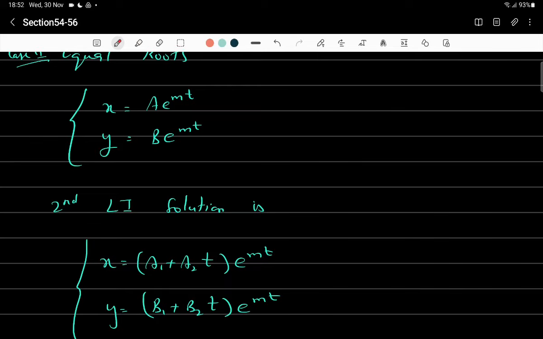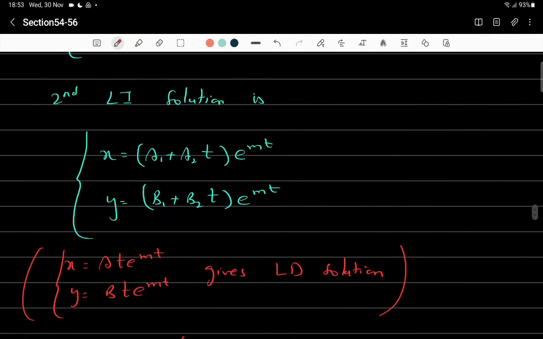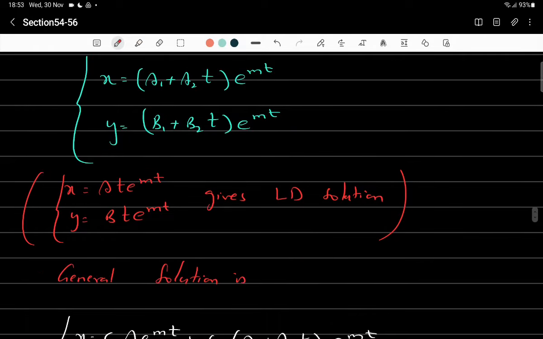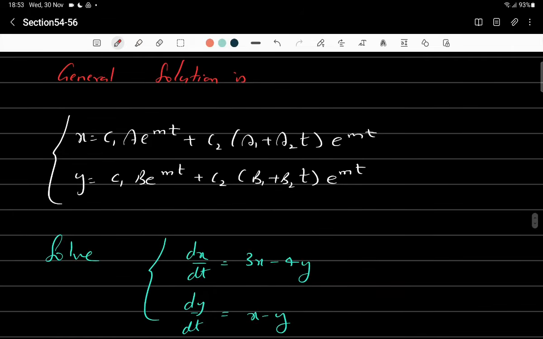You can say that, and why we need a1 and b1, it is because if you consider the solution of the form a t e raised to the power mt and b t e raised to the power mt, and if you compute the Wronskian, you will realize that this gives a linearly dependent solution. And since we are looking for linearly independent solutions, we substitute the values of x and y as follows. Yes, things should be clear once we do an exercise.